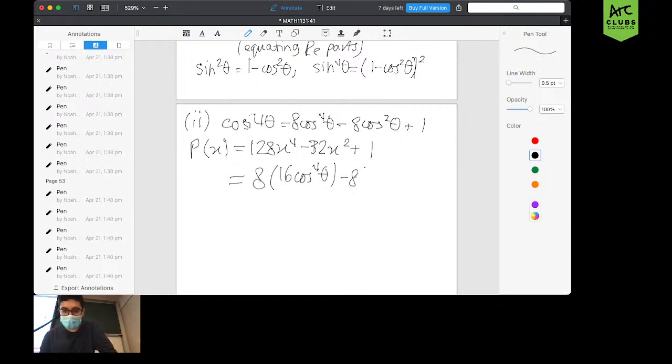Minus 8 times 4 cos squared theta plus 1. And we can write this as 8 times (2 cos theta) all to the 4, minus 8 times (2 cos theta) all squared, plus 1.